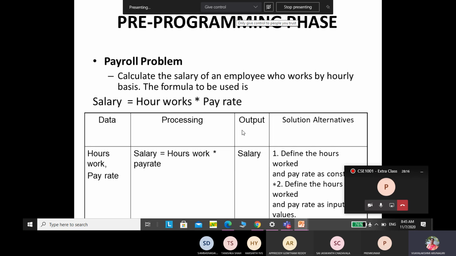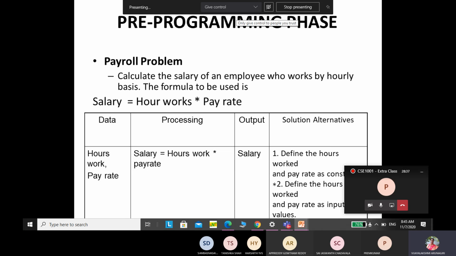Clear? And here the last column is the alternative solution. Is any other alternative solution there to solve the problem? We can write it. It is not compulsory, it's optional. If it is there, you can write it, otherwise you can omit the last column. Here, what is the alternative? There is no alternative formula to calculate this.